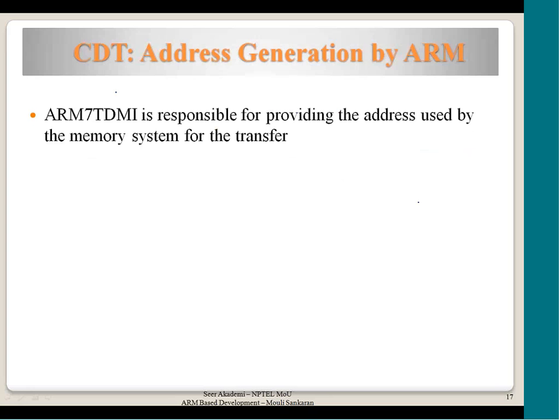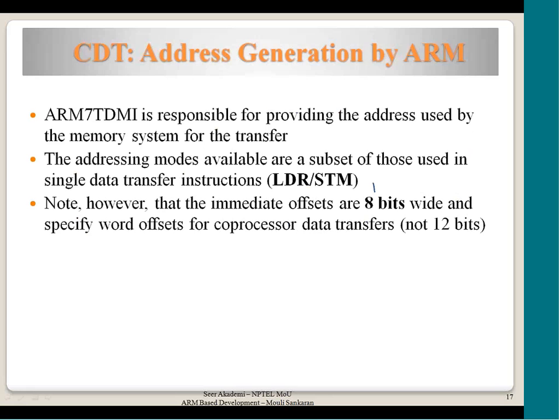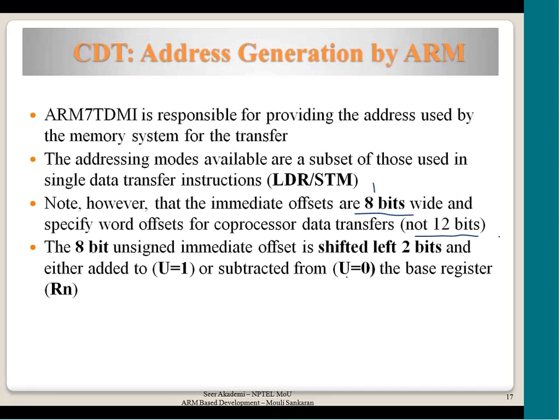ARM is responsible for providing the address used by the memory system. I have explained to you already. The addressing modes available are all similar to LDM. Note, however, that the offsets are limited. Originally, it was 12 bits in ARM mode, but in a coprocessor instruction, it will be only an 8-bit offset. And it is shifted left by 2 bits because the offset is given for words. We are surely sure that only a word transfer can happen.